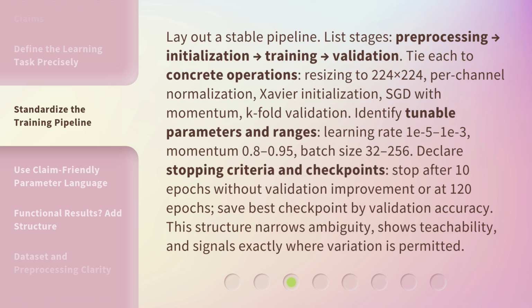Identify tunable parameters and ranges. Learning rate 1E-5 to 1E-3. Momentum 0.8-0.95, batch size 32 to 256. Declare stopping criteria and checkpoints. Stop after 10 epochs without validation improvement, or at 120 epochs. Save best checkpoint by validation accuracy. This structure narrows ambiguity, shows teachability, and signals exactly where variation is permitted.